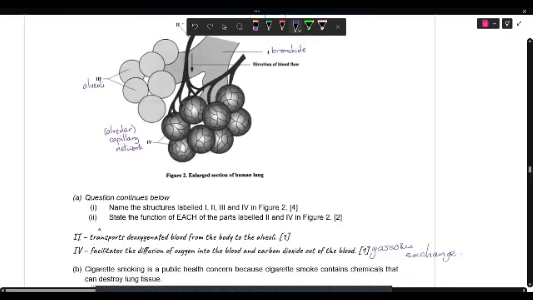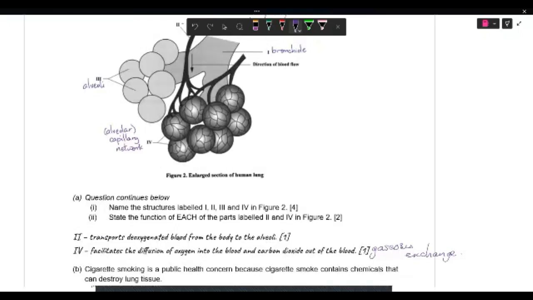So part 2, that's transporting the oxygenated blood from the body to the alveoli. And 4 is facilitating diffusion of oxygen to the blood and carbon dioxide out of the blood. All right, which is essentially your gaseous exchange that's happening at this point.